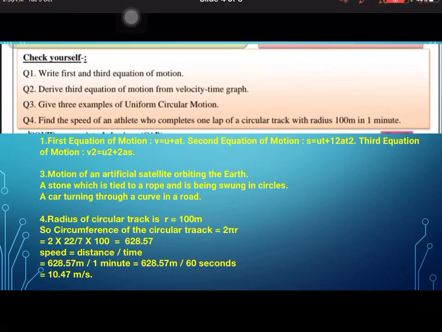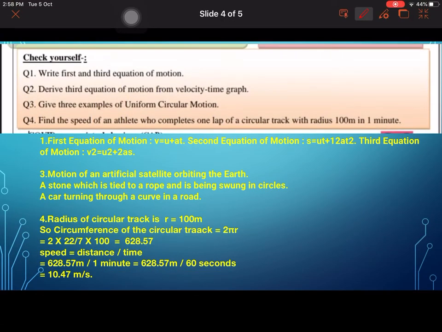Now the question answers we can see. Write the first equation and third equation. The first is v is equal to u plus at, and the third is v square equal to u square plus 2as, or you can write 2as is equal to v square minus u square. Second, you can derive the equation from the worksheet itself. Third, give 3 examples: motion of an artificial satellite orbiting the earth, a stone tied to a rope and being swung in a circle, and a car turning through a curve in the road. These are the 3 examples.